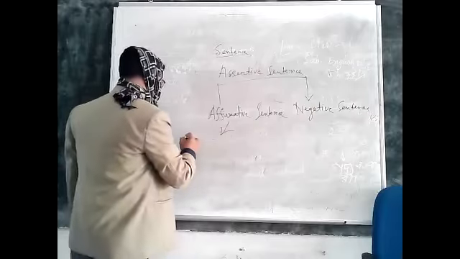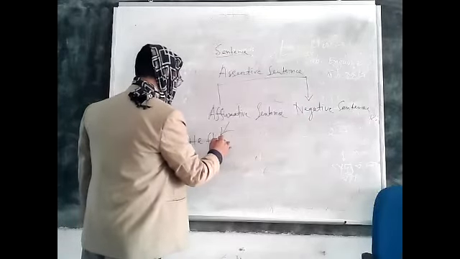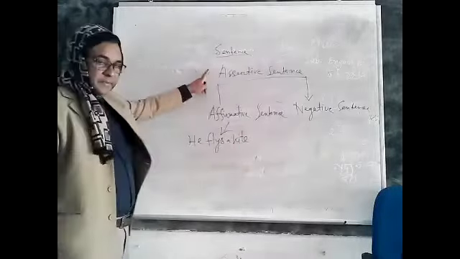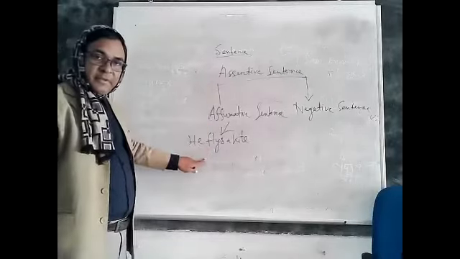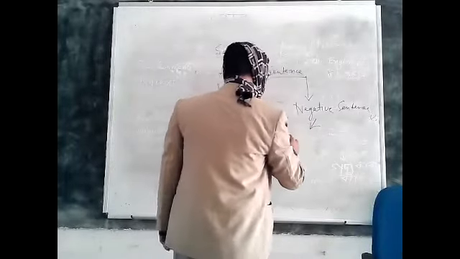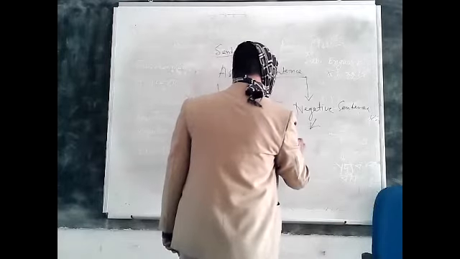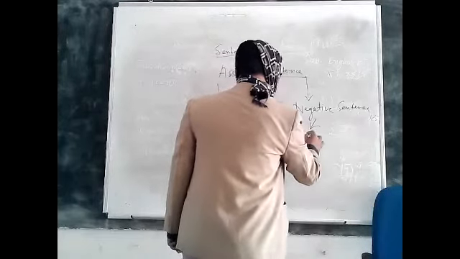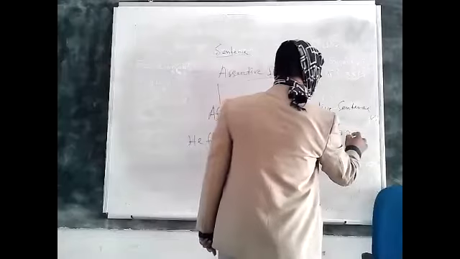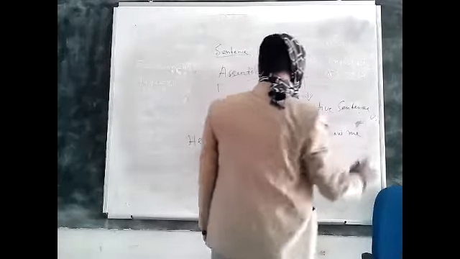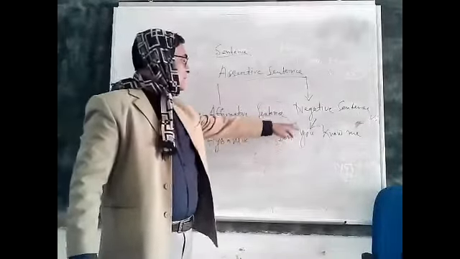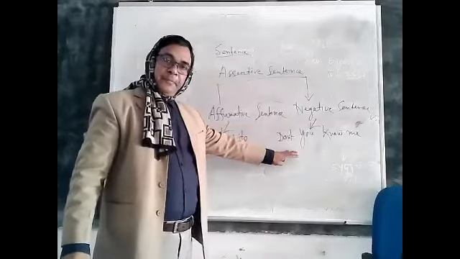See an example. He flies a kite. This is an example of an assertive sentence, and at the same time, this is an affirmative sentence. Understand? Yes, sir. Negative sentence. I do not know him. This is an example of an assertive sentence, and at the same time, this is an example of a negative sentence.